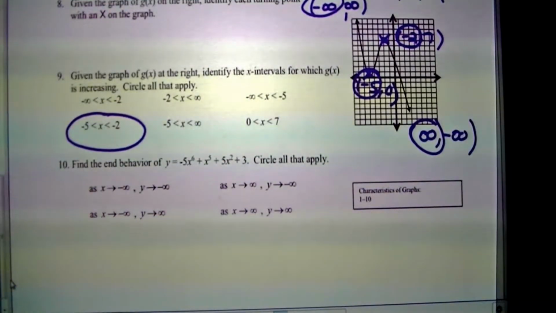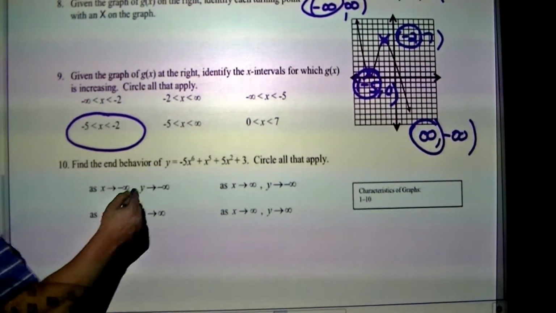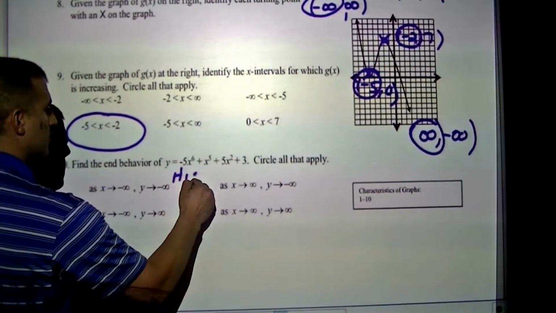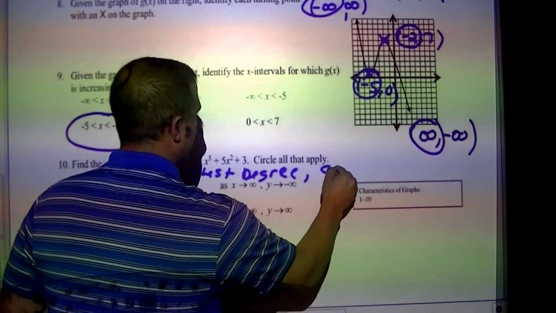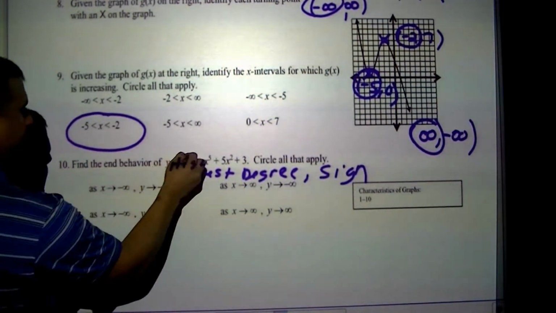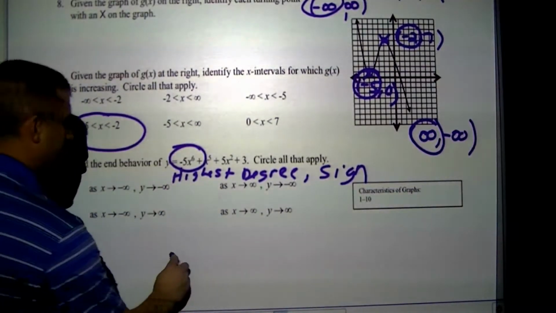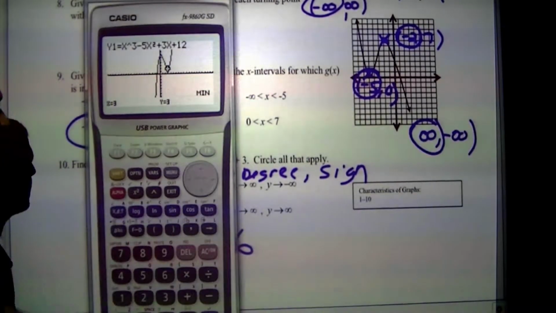Find the end behavior of this. Now, what I would do here to make this easier on yourself, pick out the highest degree, and its sign. So the highest degree in this is this, and it's negative. So here's what I'm going to graph. I'm going to graph just -x to the 6th power.